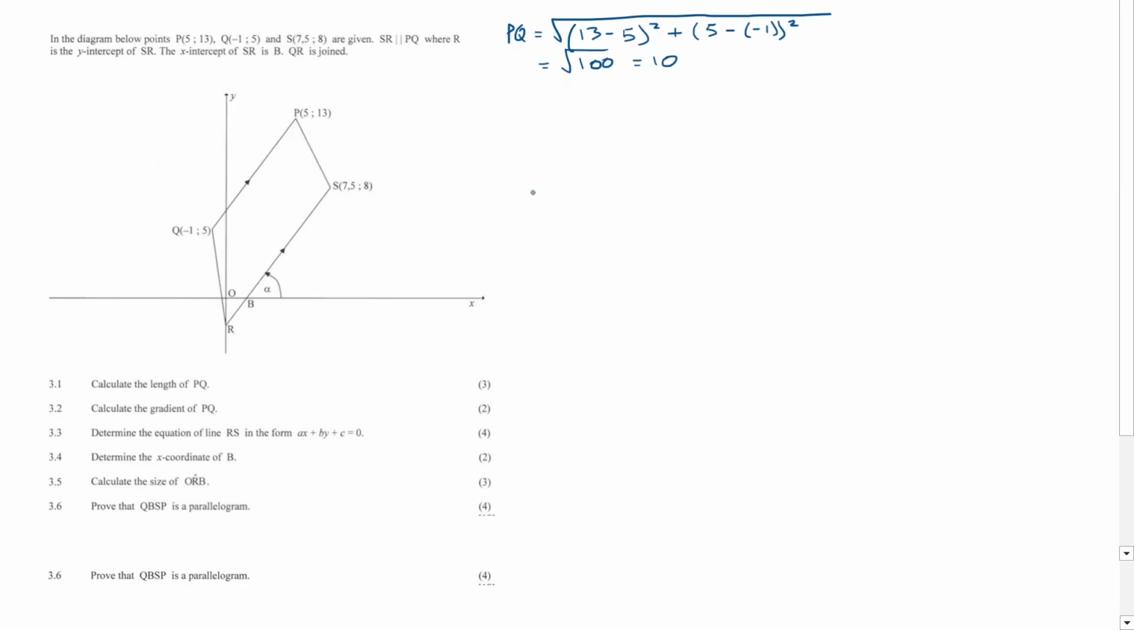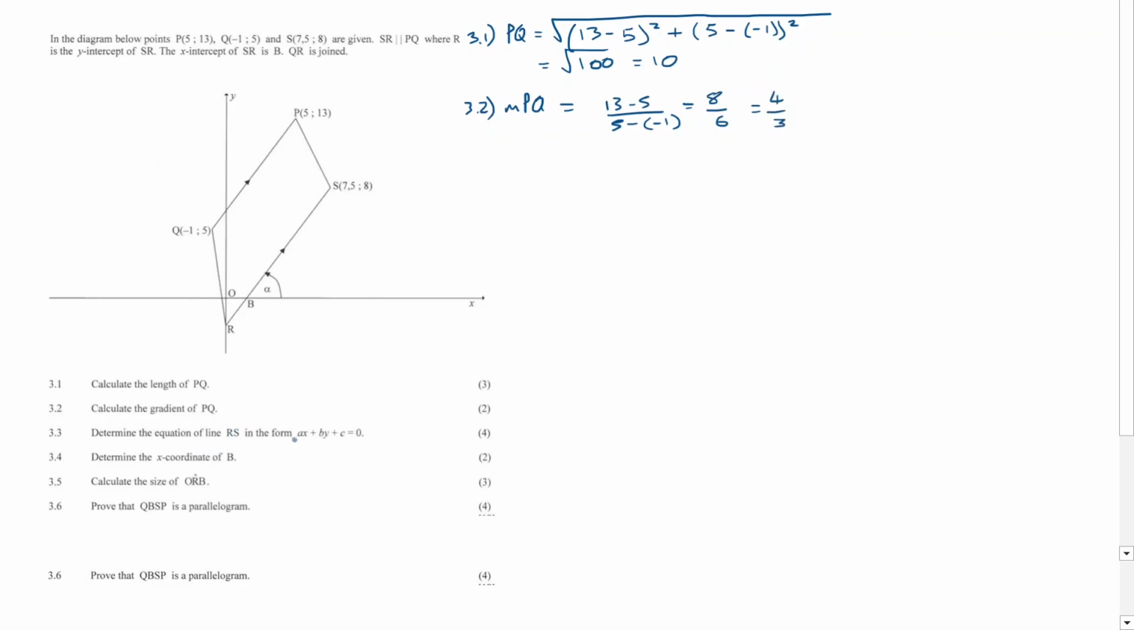Calculate the gradient of PQ. The gradient of PQ, again, that would be a fairly straightforward, just subbing it in carefully. It's the change in y, so it's these numbers I had up here. It's the change in y over the change in x. And whenever there's a negative, I like to keep it in brackets. And that gives you your answer of 8 over 6, which is 4 over 3.